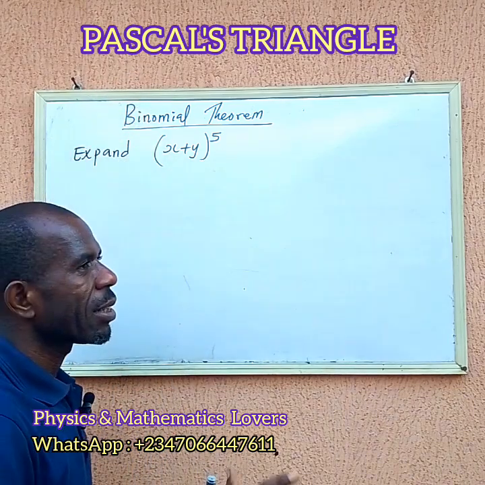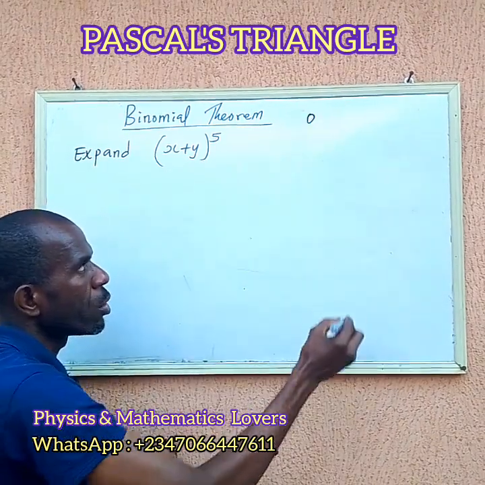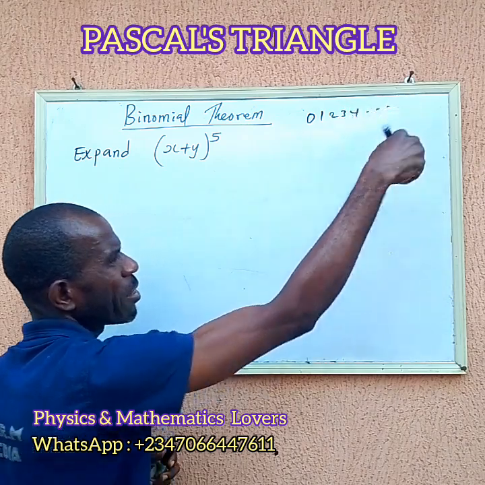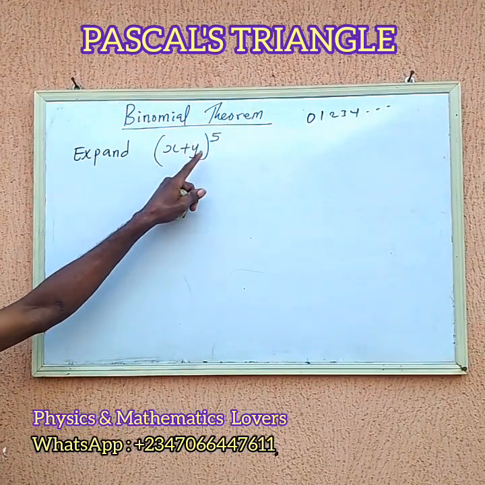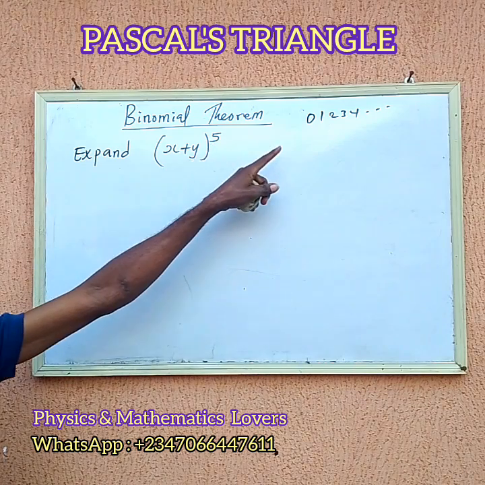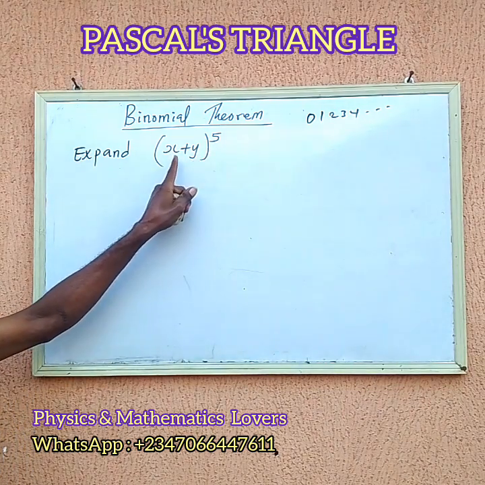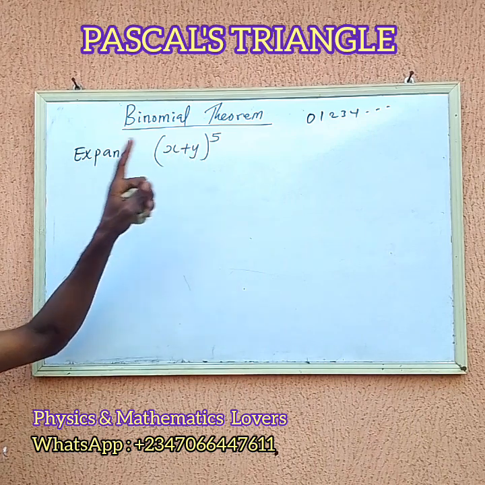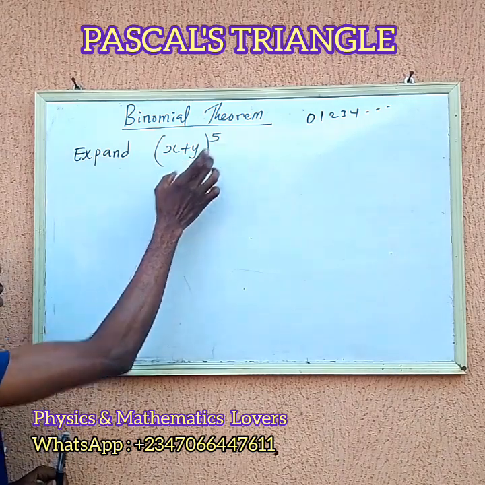And you remember that in mathematics, every digit begins at what? 0. So we have 0, 1, 2, 3, 4, then to infinity. Now, it means that what? x or y has to start from the power of 0, which means either x or y must first of all be raised to 0. As this one is raised to 0, the other one will be raised to what? The highest power. So that is how it's going to look.